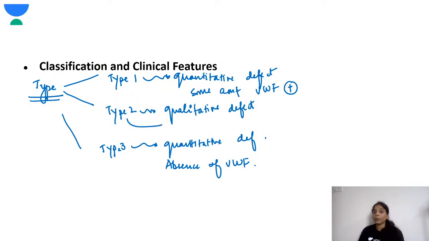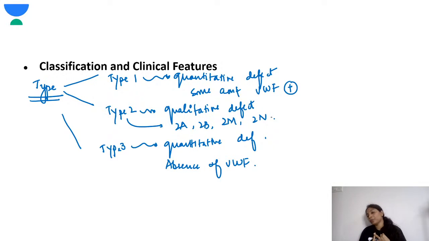In type 2 there are 4 types: type 2A, 2B, 2M and 2N. I am not going to discuss each of these in detail. I will just tell you how type 1, type 2 and type 3 present. So this you have to know. There are 3 types, based on the quantity and the quality.